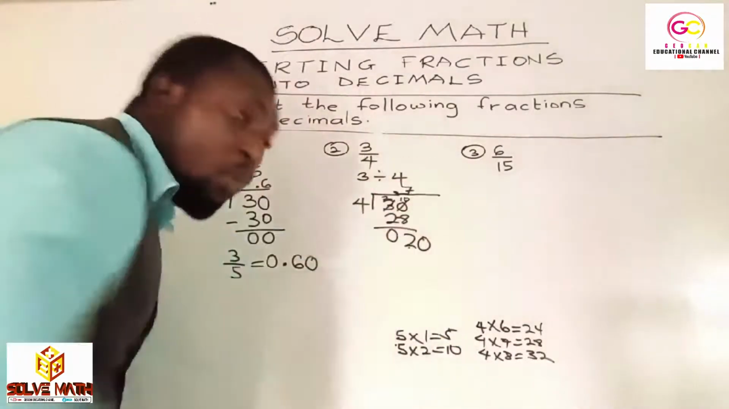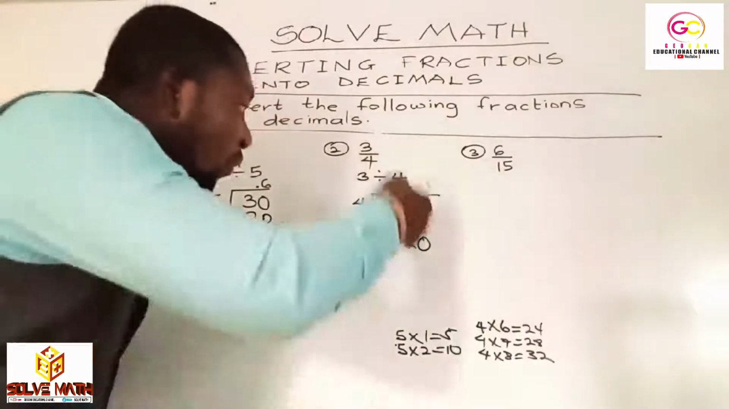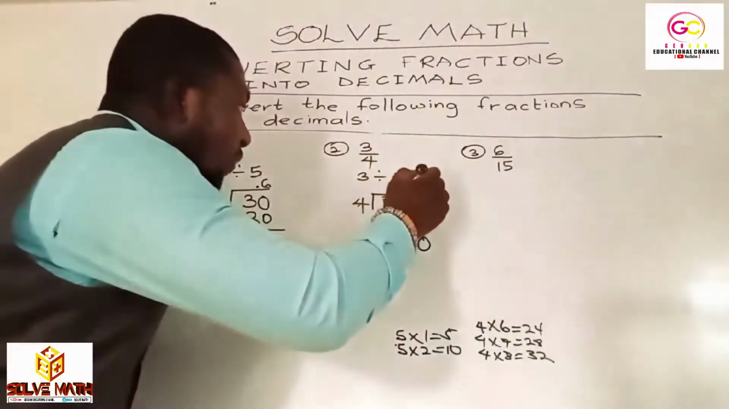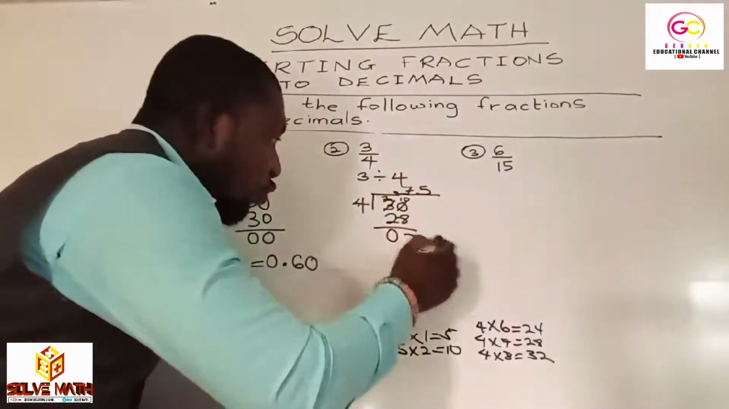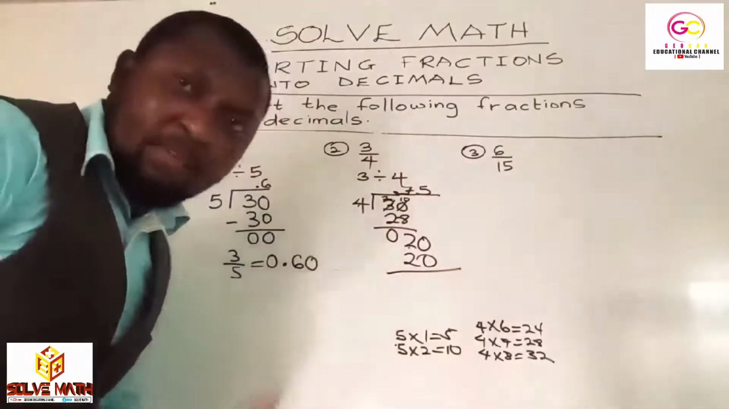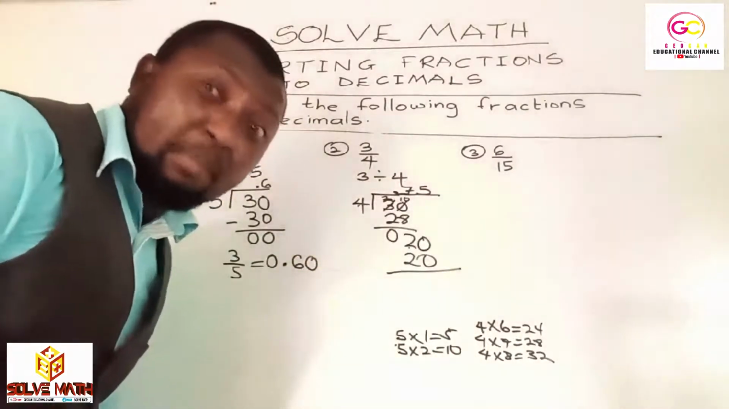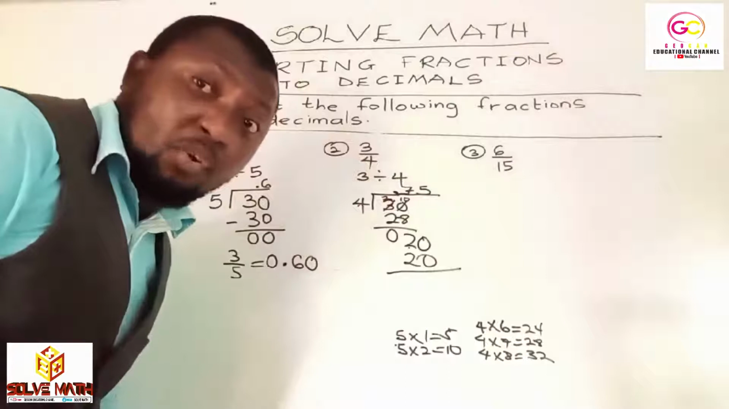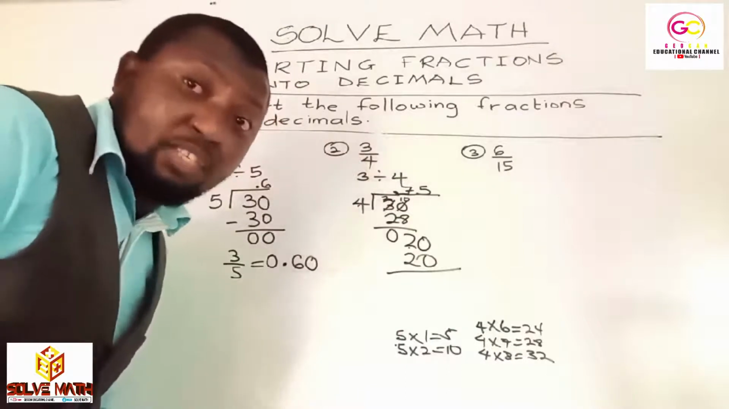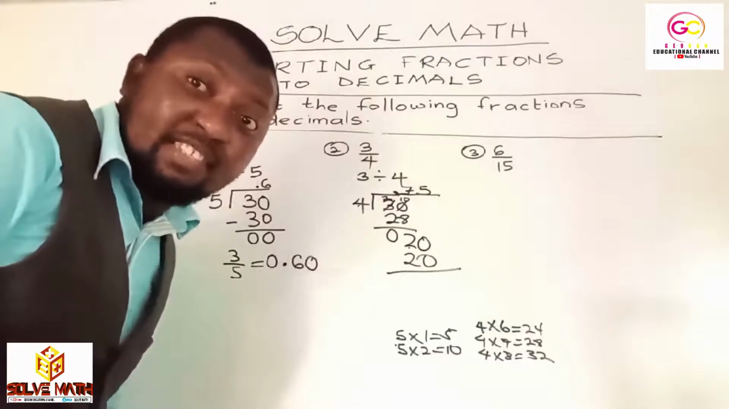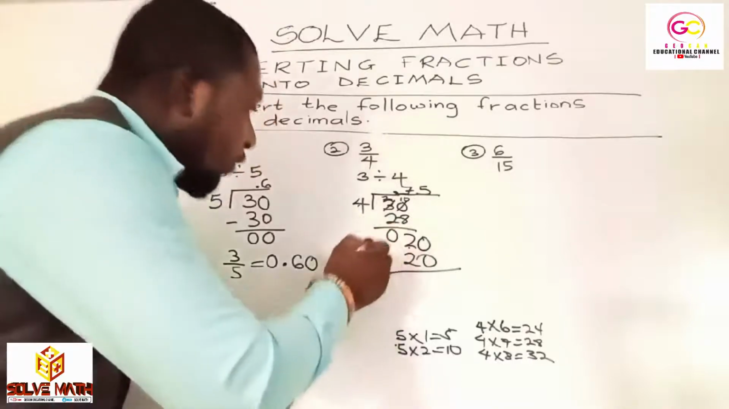4 times what will give you 20? Or 4 will fill 20 how many times? It is 4 times 5 that will give you 20. Good. I believe by now you should know that 020 is what? 20, right? Because in mathematics, any digit with 0 in front is the same number. If you have 050, it's 50. 060 is 60. 016 is 16. Good. So you quickly do your subtraction here.